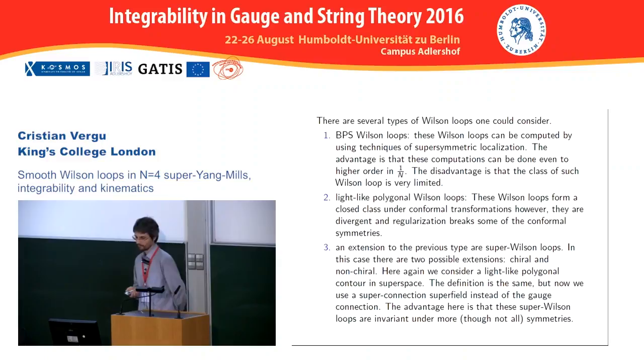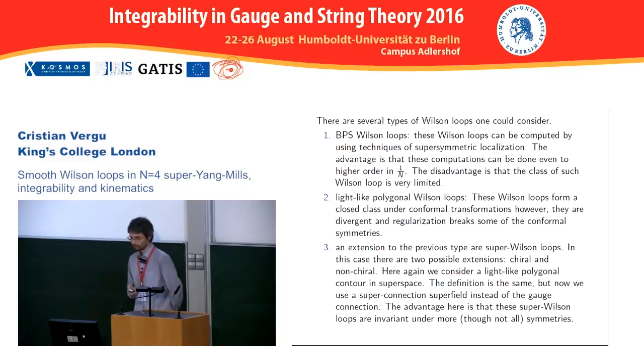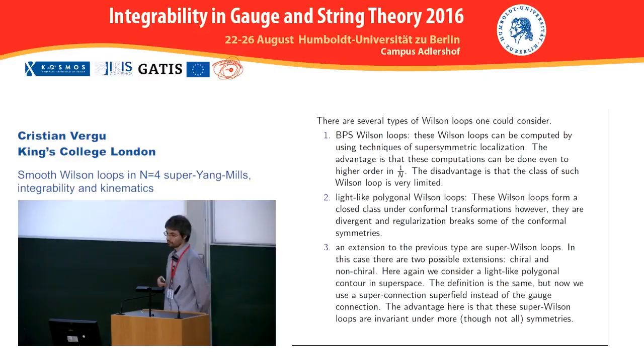Then the second class of Wilson loops we could think of are light-like polygonal Wilson loops. So these are interesting for several reasons. One of the reasons is that they're part of a duality with scattering amplitudes. But we can also consider them in their own right. They're just some observables which form a closed class of observables under conformal transformations. They have some drawbacks. It turns out that they are divergent. We need to regularize them. And once we do that, the regularization breaks some of the conformal symmetry.